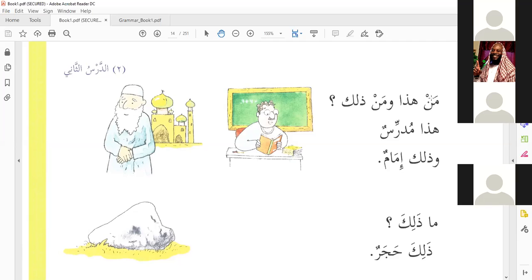So we have individuals, human beings here. Man hadha, close. Wa man dhalik. Hadha mudarrisun. This is a teacher. Wa dhalika imamun. And that is an imam. Close by his masjid where he belongs.